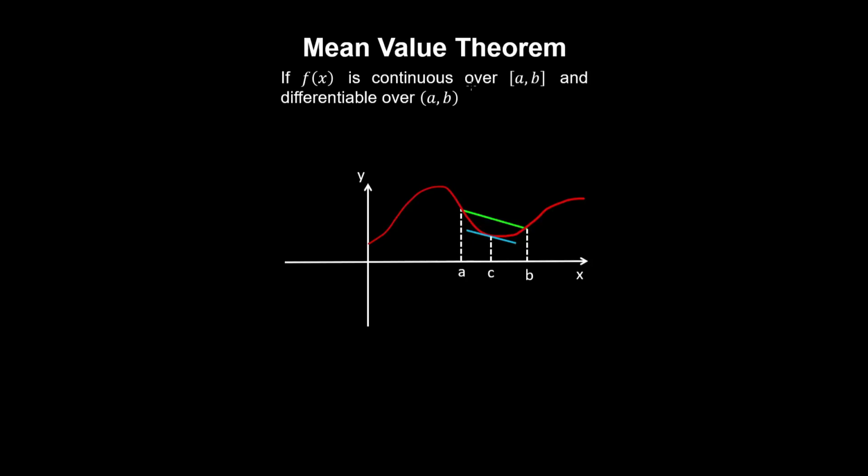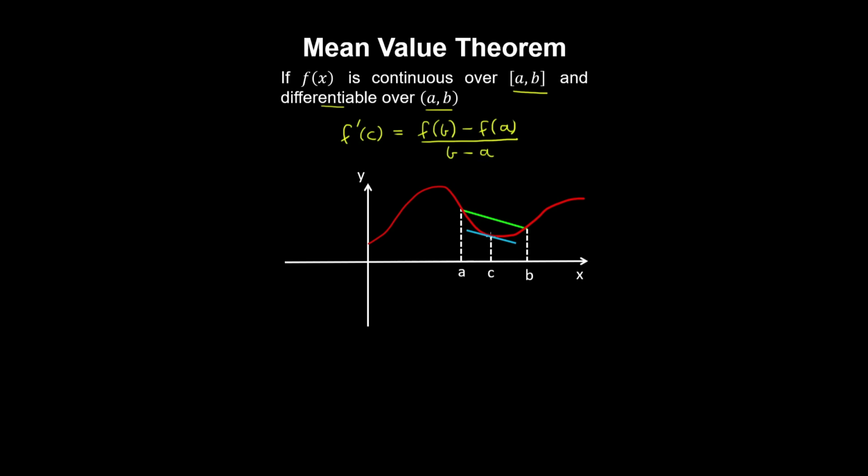If f(x) is continuous over the closed interval [a, b] and differentiable over the open interval (a, b), then the Mean Value Theorem states that there is at least one point in the open interval where the instantaneous rate of change of the function is equal to the average rate of change. That will be the slope of the secant line: (f(b) - f(a)) / (b - a).